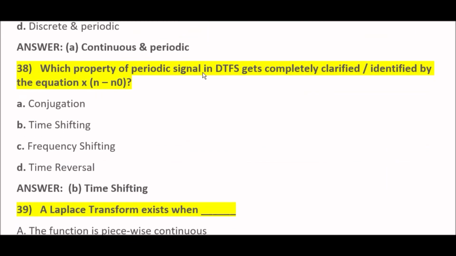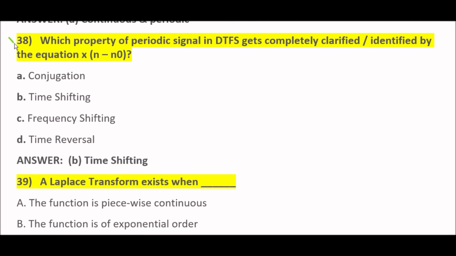Next question. Which property of periodic signal in DTFS gets completely identified by the equation x of n minus n naught? Options A, B, C, D are given here and the right answer is option B, time shifting. Time shifting property of periodic signal in DTFS gets completely identified by the equation x of n minus n naught. This is a very important question.